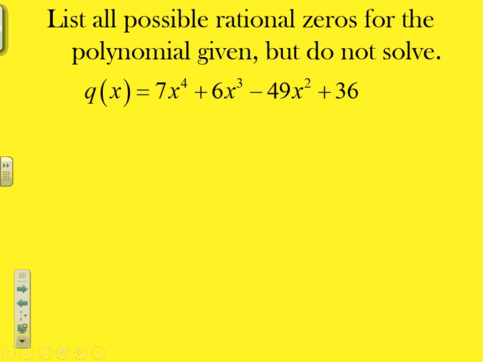So here is our first function that we're going to be taking a look at. All we're being asked to do in this particular function is to list all of the possible zeros that we could have. It's not asking us to factor it or tell what the solutions are. It's just asking you to identify what the potential solutions are for this particular function. So the constant number here is the p. The coefficient of the leading term is the q number.